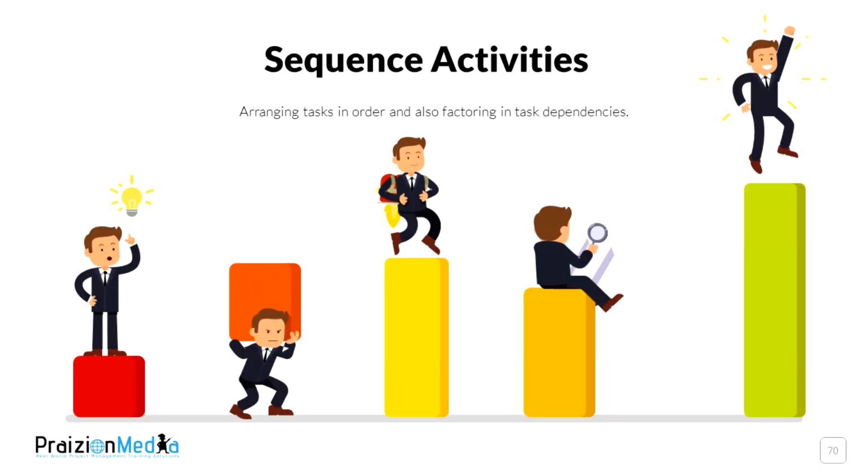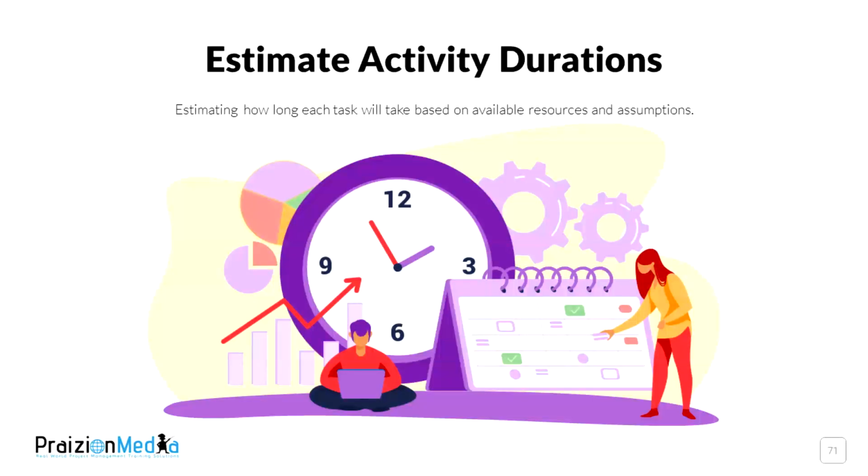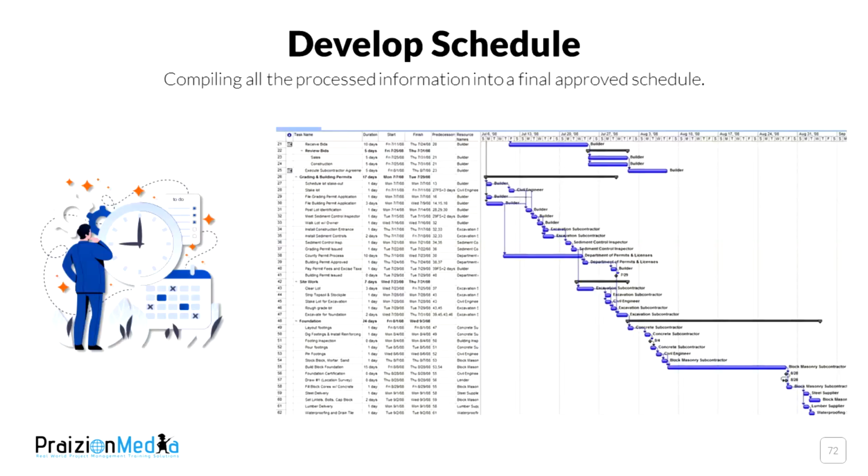The next process is estimate activity durations. This is where we estimate how long each of these activities will take based on the resources that we intend to assign to the activities. Before you come out with a duration for an activity, you should have an idea of the resources that will be available to you. The next process here is called develop schedule. This is putting the entire schedule together.